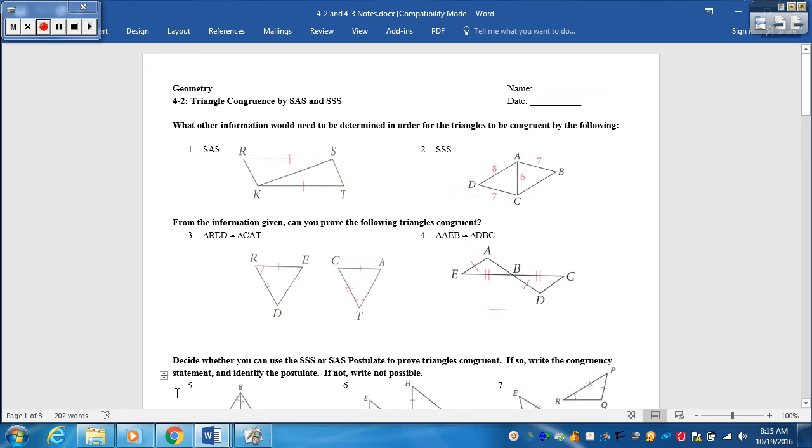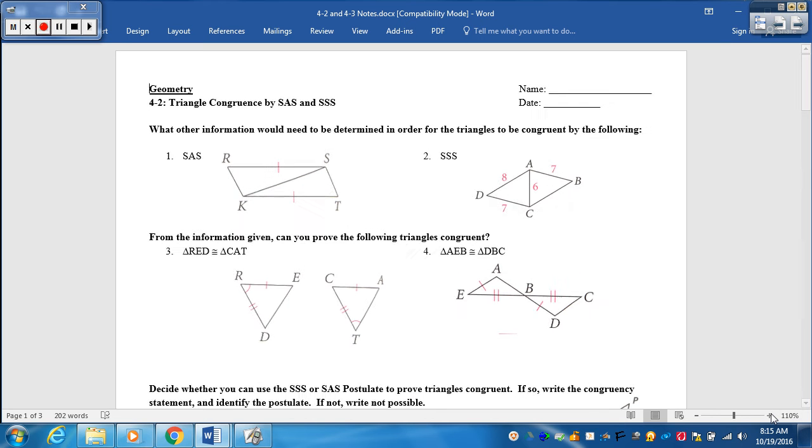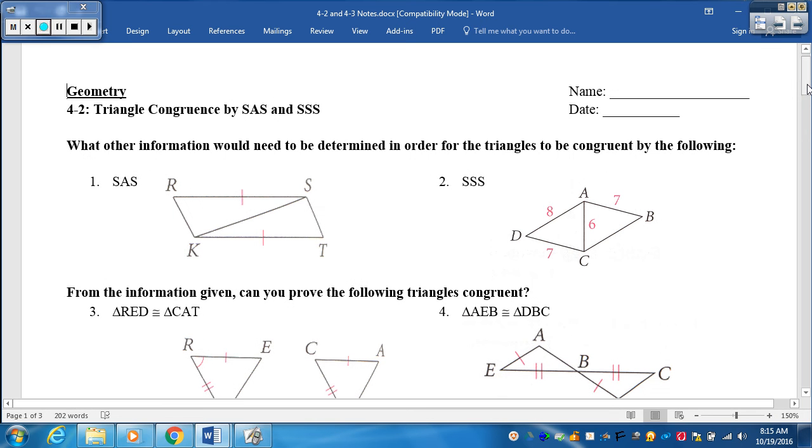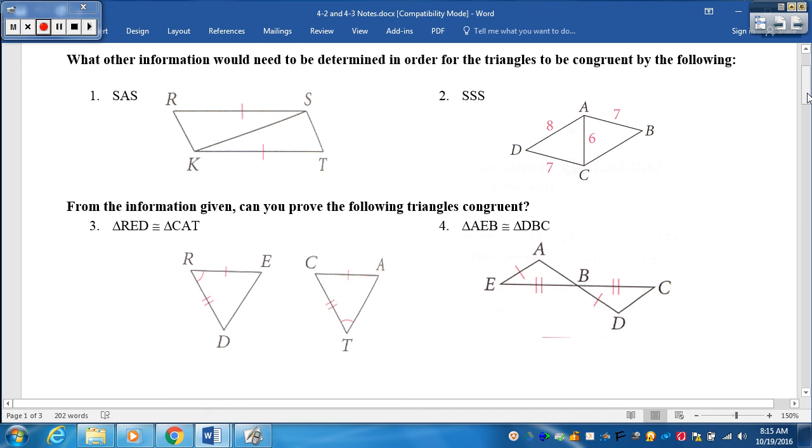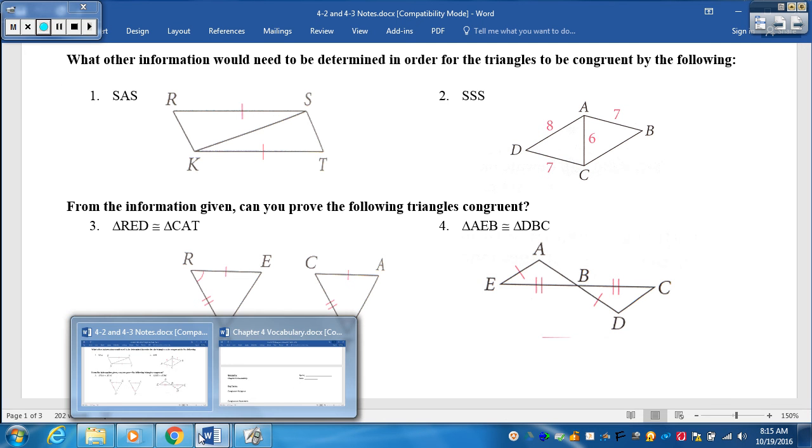All right, now, if you pull out the worksheet that I gave you for your notes here, I want to talk you through what you need to be thinking about when you look at different types of problems, considering what we've talked about already. So the first thing is this: what other information would need to be determined in order for the triangles to be congruent by the following, okay? So if I was to prove these triangles congruent by side-angle-side, what else would have to be determined? Well, in number one, we already know that we can use the reflexive property because segment SK is going to be in both of those triangles there.